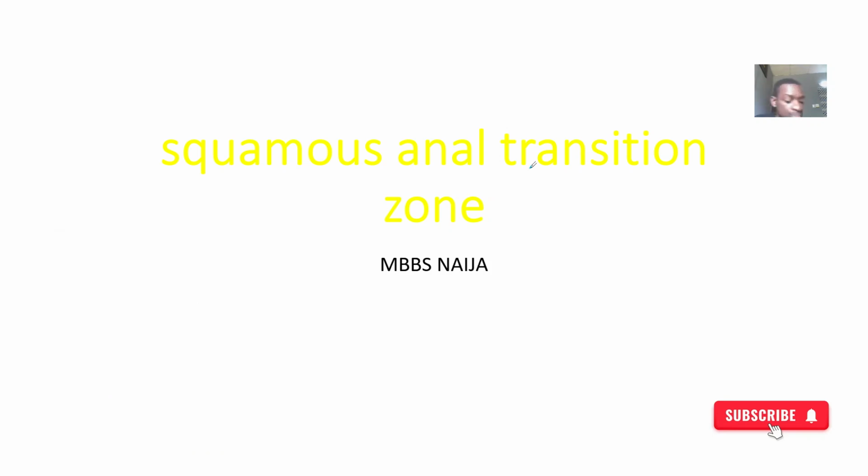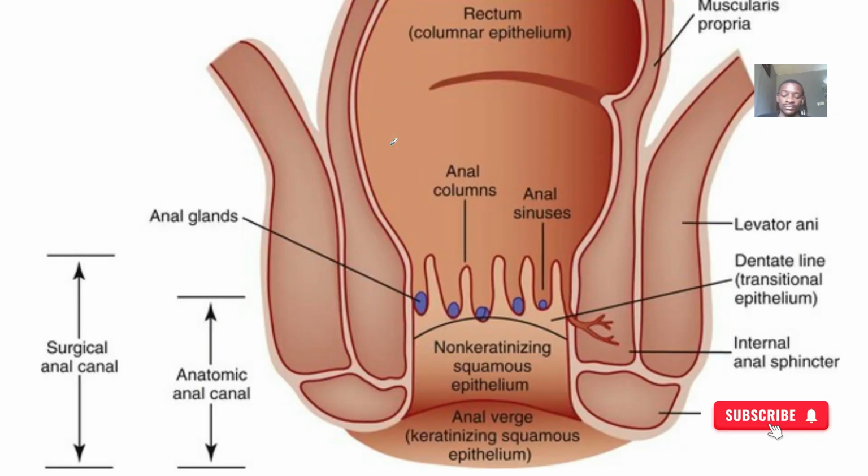Now we're moving to another aspect of anatomy or histology, just trying to know the body more. And we want to talk about another very important region of the anus, and this is what is known as the squamous anal transition zone. You can see that up here has a different epithelium, and down here has a different epithelium.